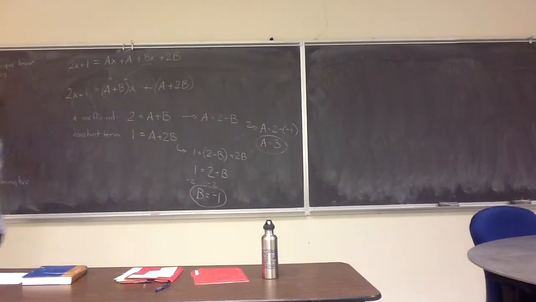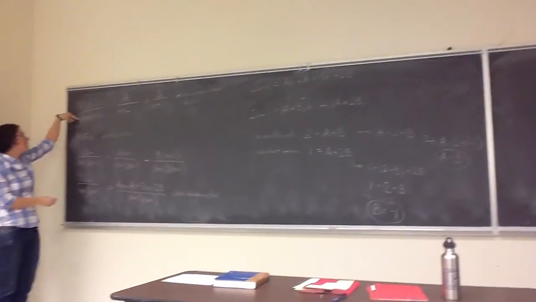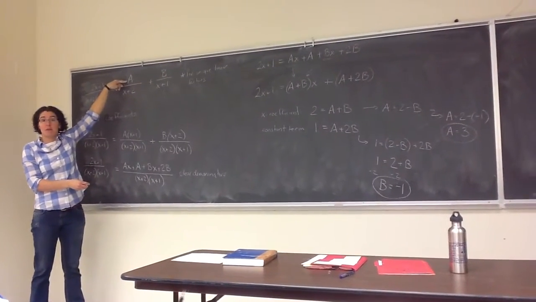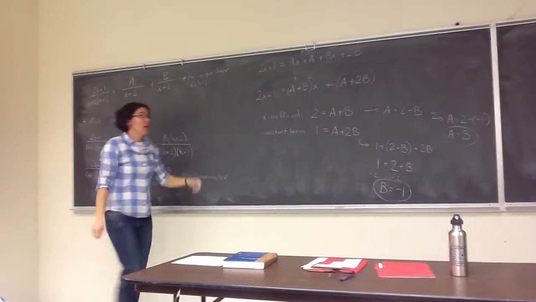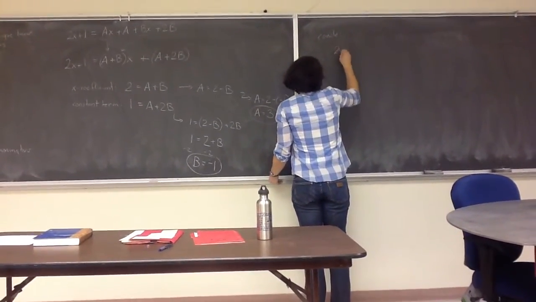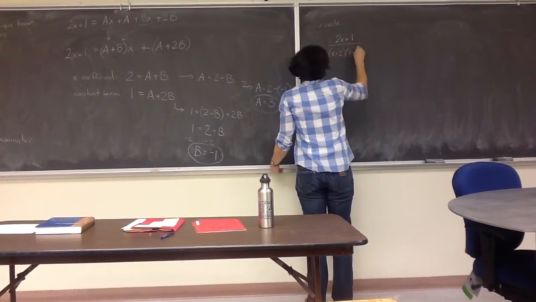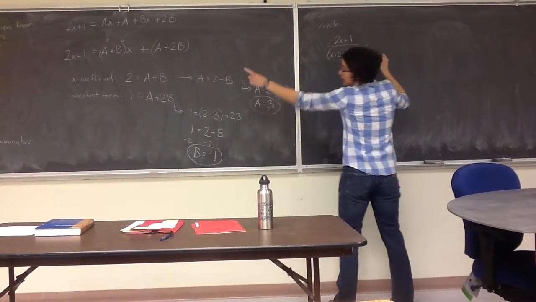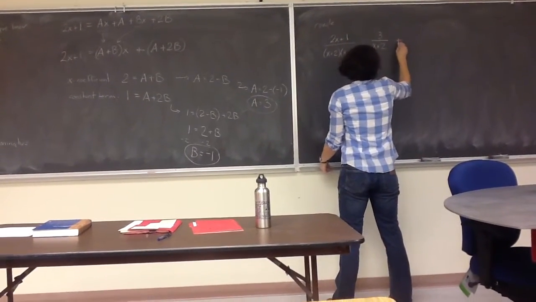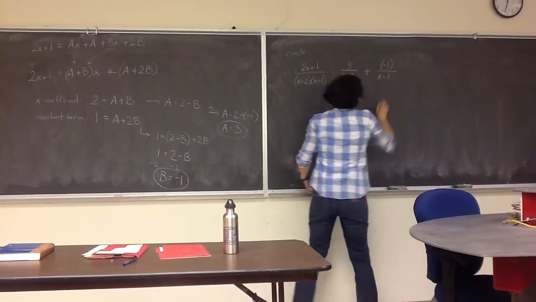Okay, so our original expression up here, this proper fraction 2x plus 1 over x squared, or I'm sorry, x plus 2 times x plus 1 is going to be equal to, well, the a is going to be 3, and the b is going to be negative 1. And so we can conclude that 2x plus 1 over x plus 2 times x plus 1 is equal to a, which is 3, over x plus 2, plus b, which is negative 1, over x plus 1.